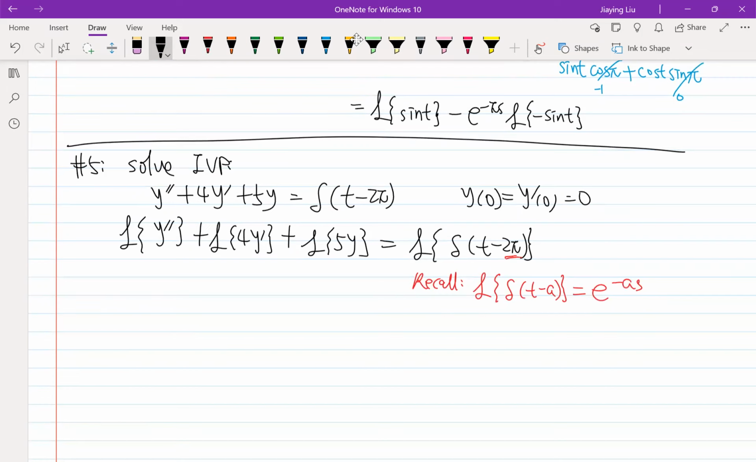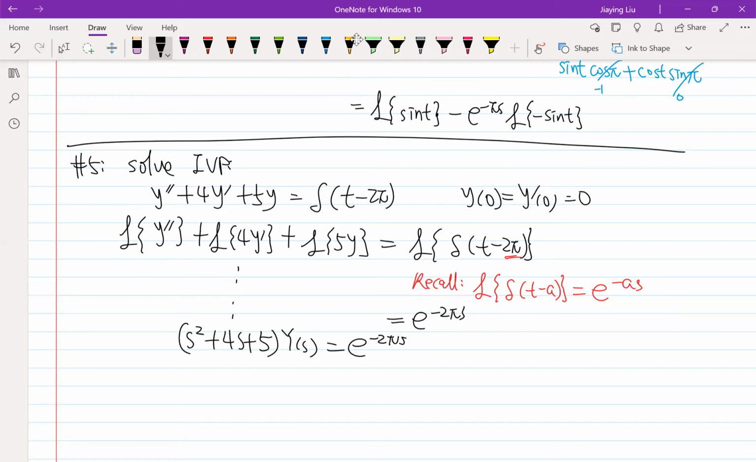So the left hand side, whatever it is, the right hand side will become e to the negative 2 pi s. And I'm sure you are confident enough to figure out the left hand side by using the initial condition and also the table of Laplace transforms. So at the end, we end up with, what was it? S squared plus 4s plus 5 capital Y of s equals e to the negative 2 pi s.